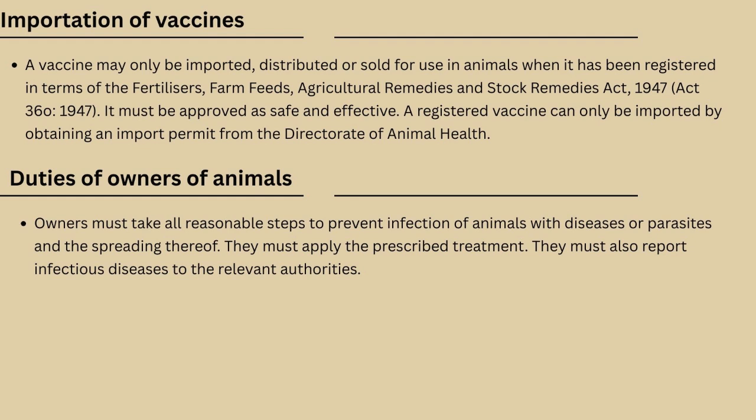Duties of owners of animals. Owners must take all reasonable steps to prevent infection of animals with diseases or parasites and the spreading thereof. They must apply the prescribed treatment. They must also report infectious diseases to the relevant authorities.